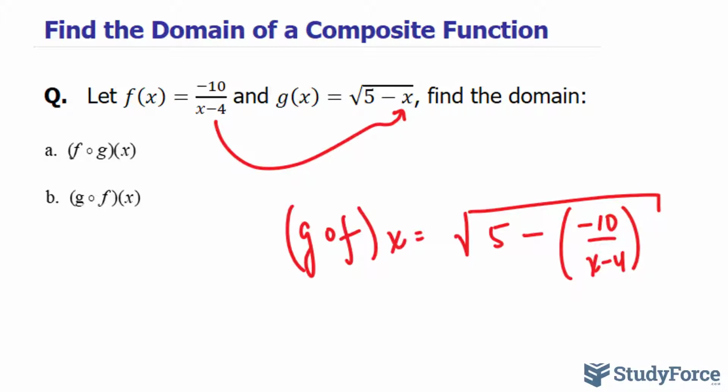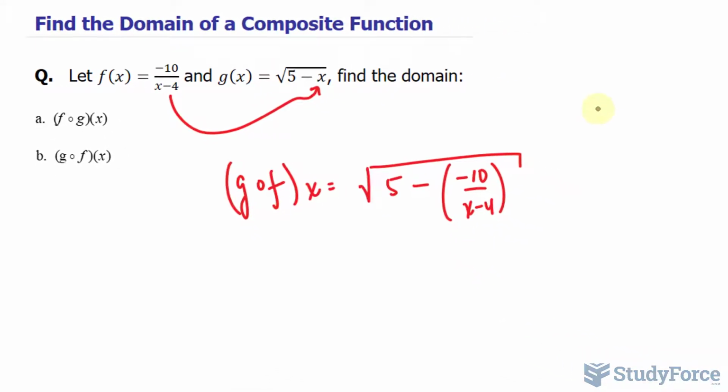What I want to do is find the restrictions within this function. And one of our restrictions is this fraction. We have x minus 4 at the bottom, and in all fractions, the denominator cannot be 0. So I have to make sure that x minus 4 does not become 0. Solving for x, we get x cannot equal 4. I just brought that over. So that's one of our restrictions.